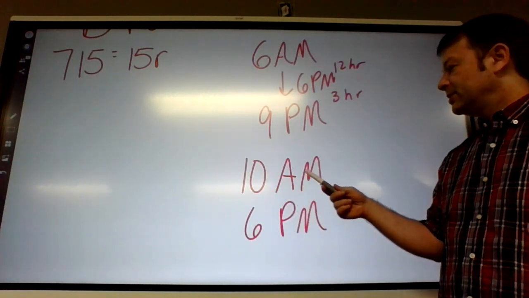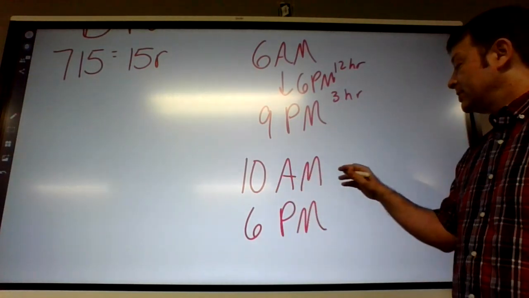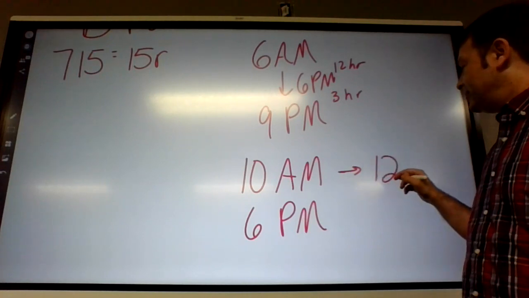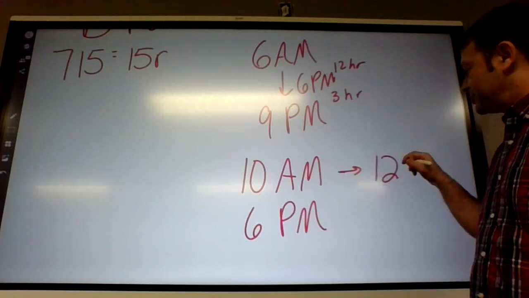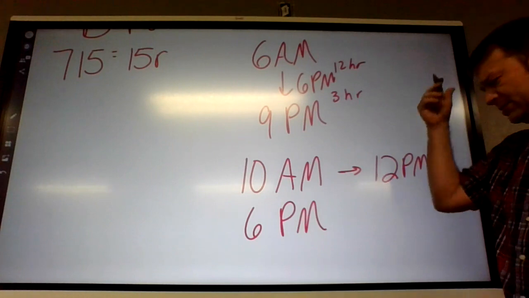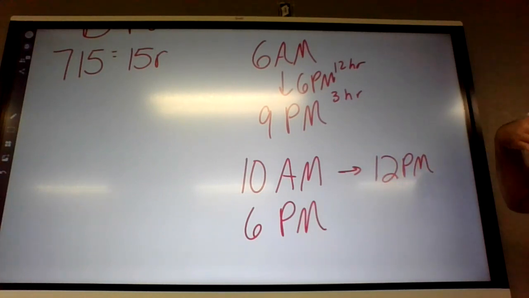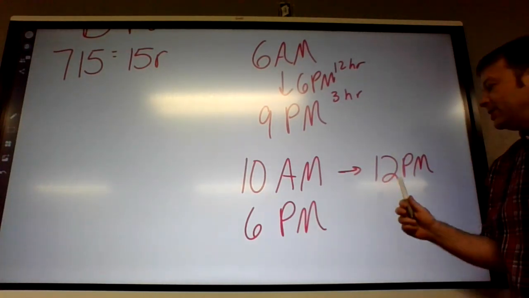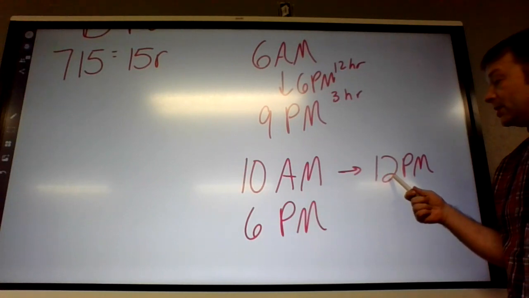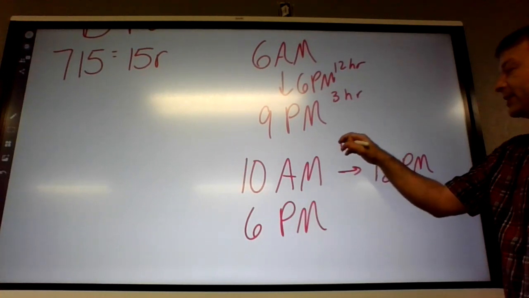2 hours. They started 2 hours before noon. So to get to 12, at noon it is when it flips to PM. Or at midnight, we call midnight 12 a.m. But anyway, noon is 12 p.m. It took them 2 hours to do that.